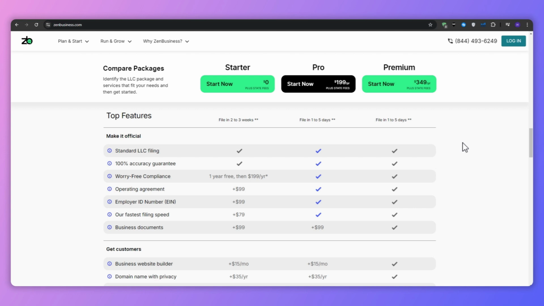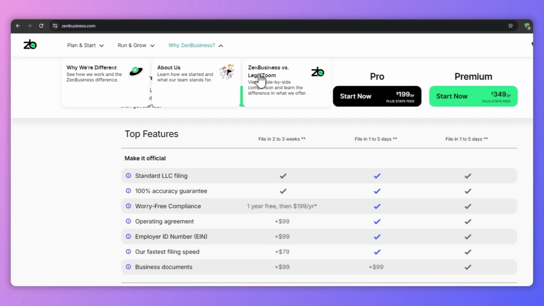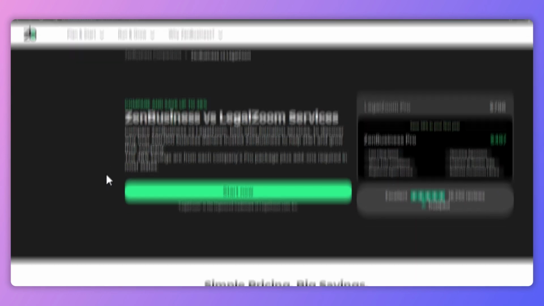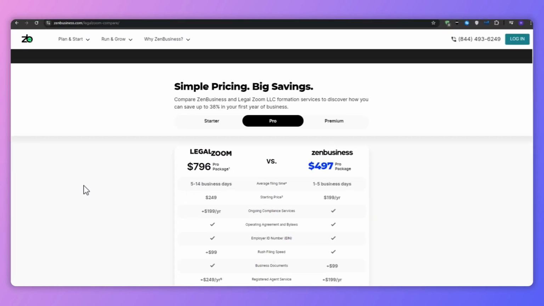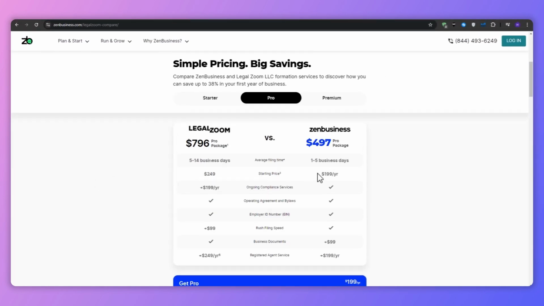I think ZenBusiness offers good value for money, especially with their pro plan. The starter plan is a nice option if you're on a tight budget, but in my experience, the additional features in this higher tier are worth the investment if you can afford it. Now, when compared to alternatives such as LegalZoom, ZenBusiness often comes out as more budget-friendly. While LegalZoom is a reputable service, it can be quite pricey. I found that ZenBusiness offered comparable services at a lower price point.